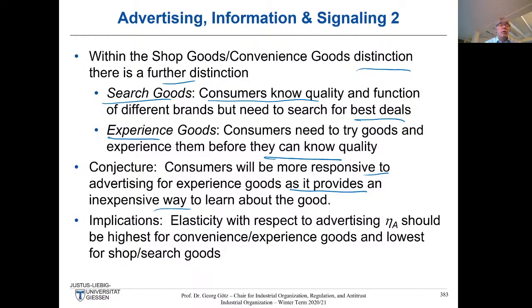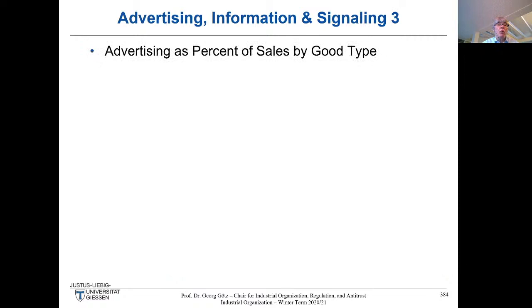The implications here are that the elasticity with respect to advertising, eta A, should be highest for convenience goods. Remember, these are the goods you buy frequently, and if these convenience goods are at the same time experience goods. And it should be lowest for search goods and shopping goods. So that's what our very preliminary theoretical thinking gives us in terms of hypotheses on what kind of advertising behavior we should observe.